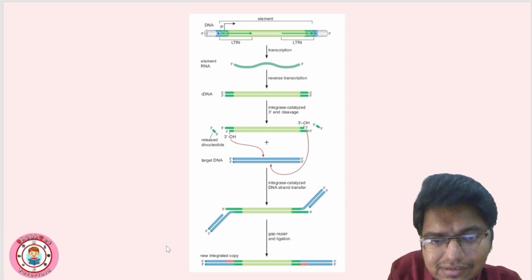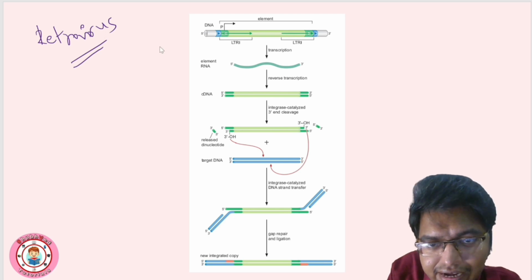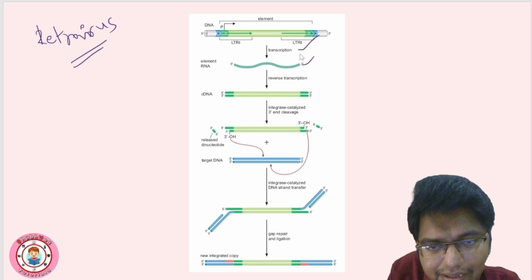Now this is the second type of transposition, retroviruses, virus like retrotransposons. Here what happens? Reverse transcription. See, first of all, transcription gives rise to this RNA, right? After RNA, reverse transcription, cDNA formation takes place. Okay, this is cDNA.